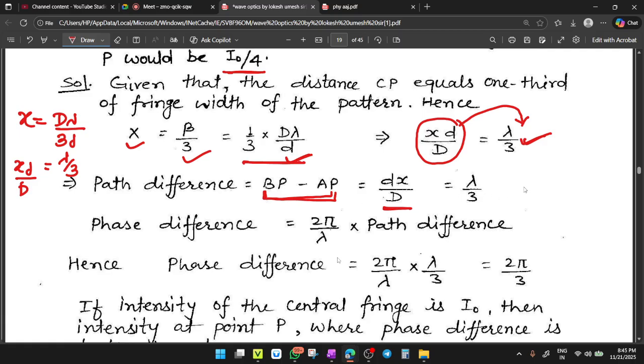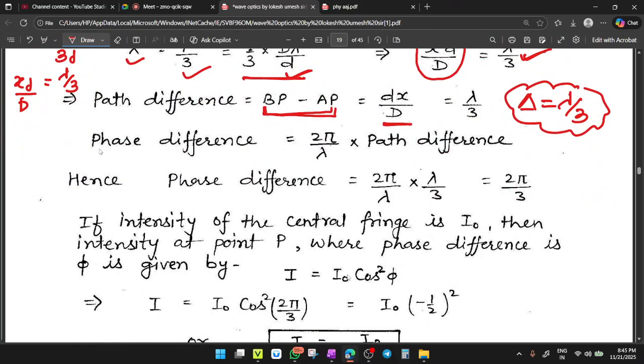Okay, so finally we have the path difference equals lambda by 3. Clear? Now, using this path difference, we have to find the phase difference. Yesterday we read the formula between path difference and phase difference: phase difference equals 2 pi upon lambda into path difference. So multiply 2 pi upon lambda into lambda by 3. You have got an angle of 2 pi by 3.